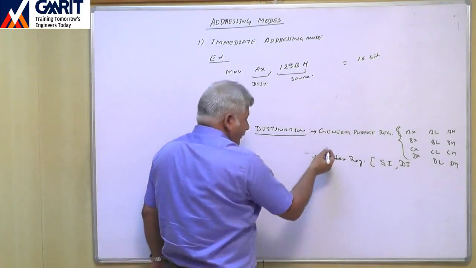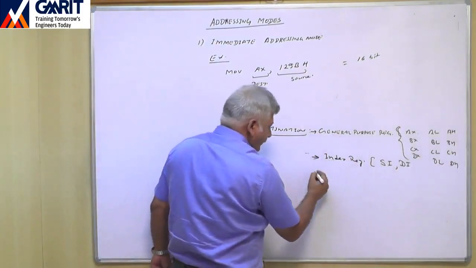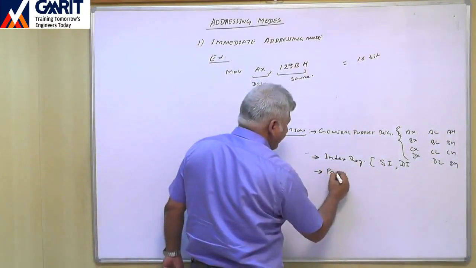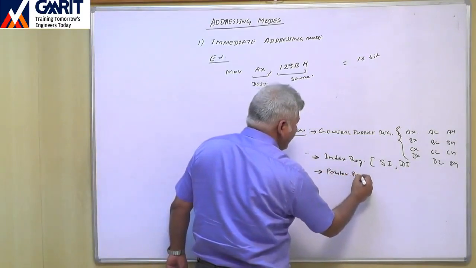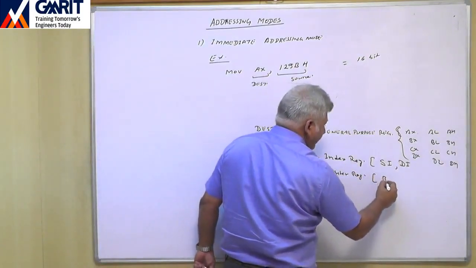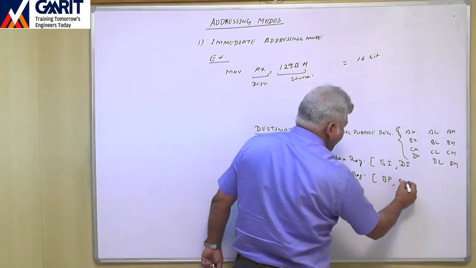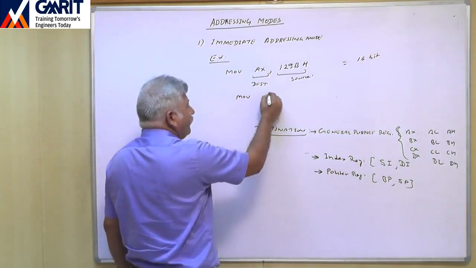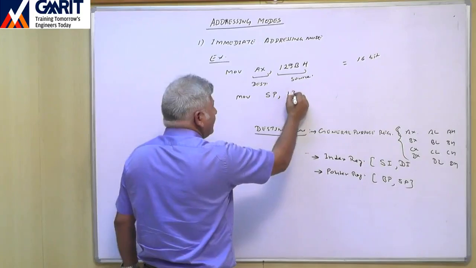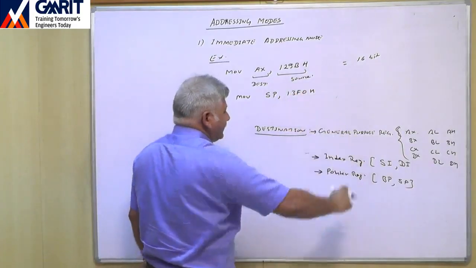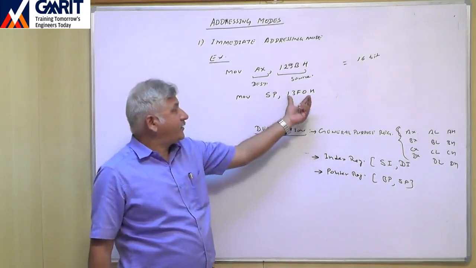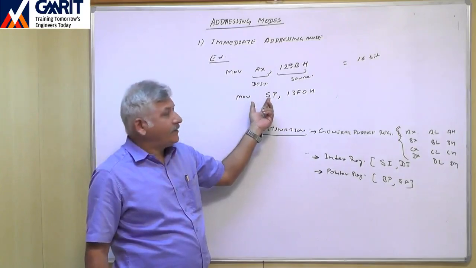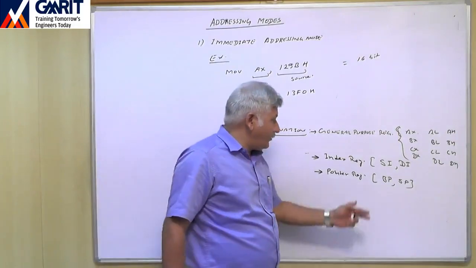Now, destination can be general purpose register, index register, and they can be base pointers. Pointer registers like base pointer, stack pointer. They can also be used as a destination. For example, move SP, 13F0H. So here this 16-bit number 13F0H will be moved in stack pointer register, which is a 16-bit register. So in this way we can use all these registers.